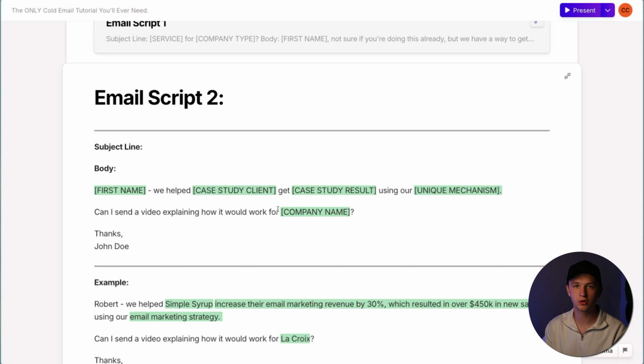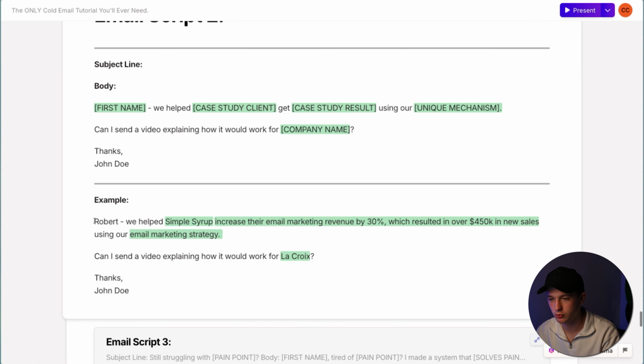So as you look through more of these scripts, you can understand why someone who is looking for that particular service or is in the market for it would respond to it. Example: Robert, we helped Simple Syrup increase their email marketing revenue by 30%, which resulted in over 450,000 in new sales using our email marketing strategy. Can I send a video explaining how it would work for LaCroix? So simple, 2 sentences, literally.